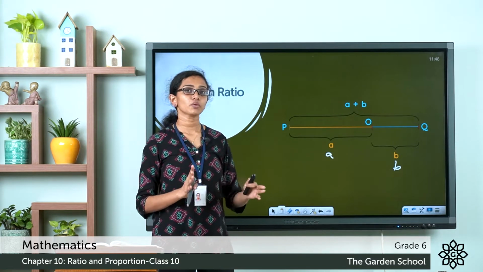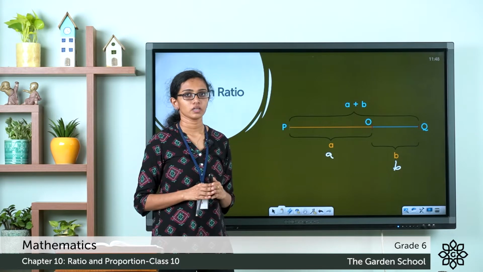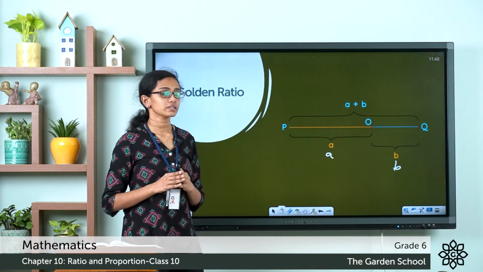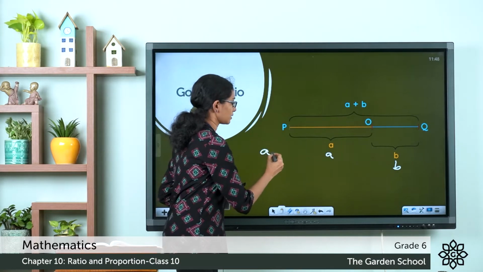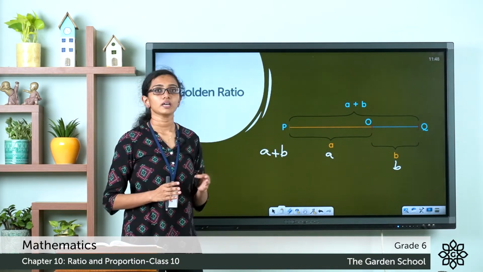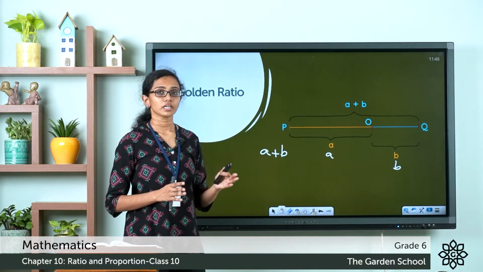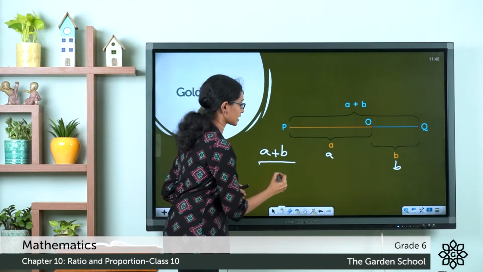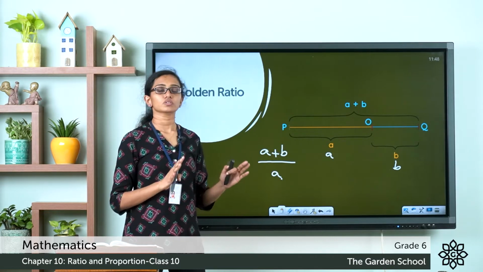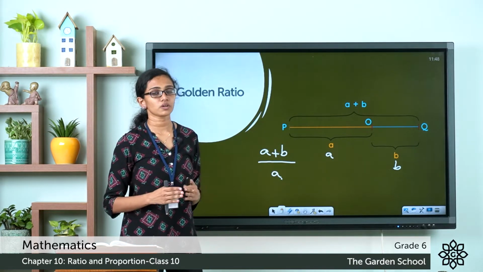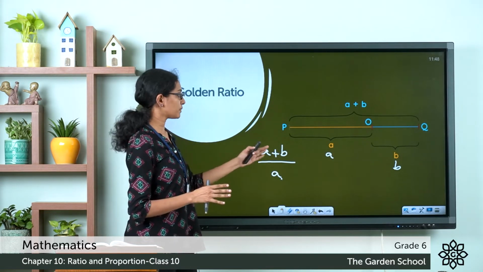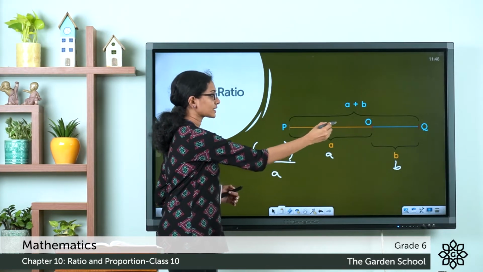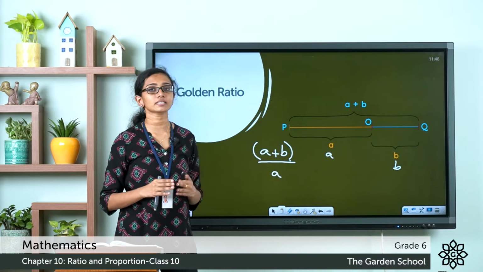Now I am going to take a ratio here. The total length of this line segment is represented by A plus B. I am taking the ratio of the total length to the length of the longer segment, which is A. So the fraction corresponding to this ratio is equal to (A plus B) by A, where A plus B is the total length of the segment and A is the length of the longer segment.